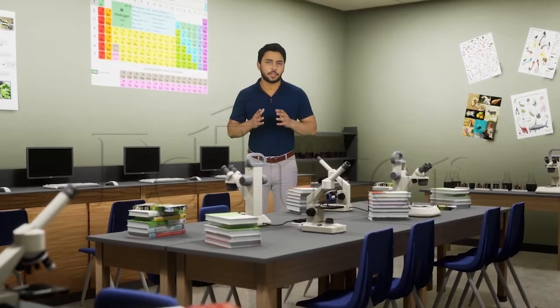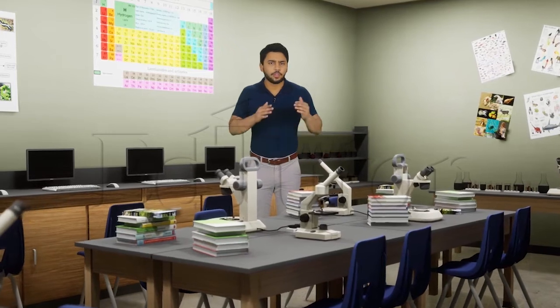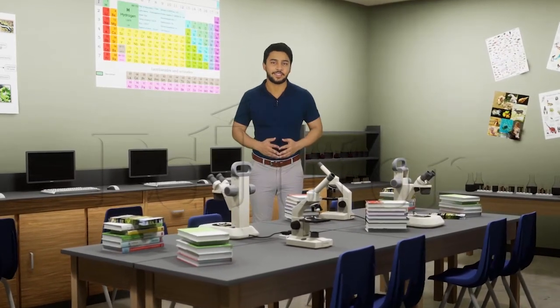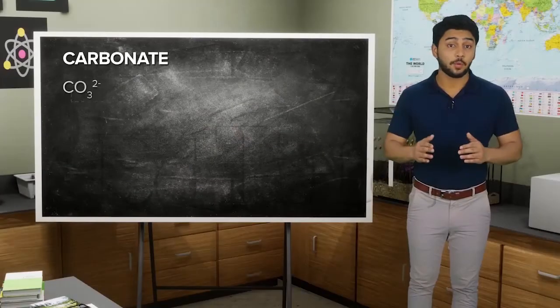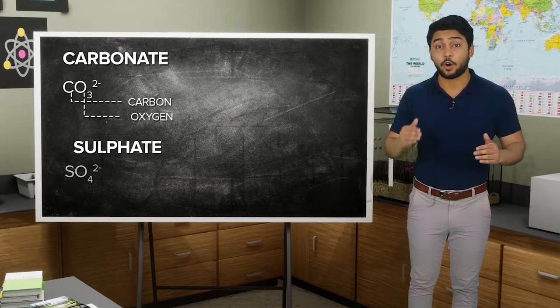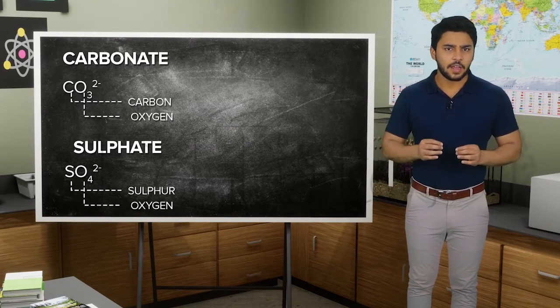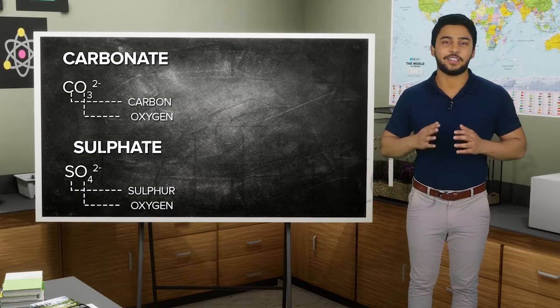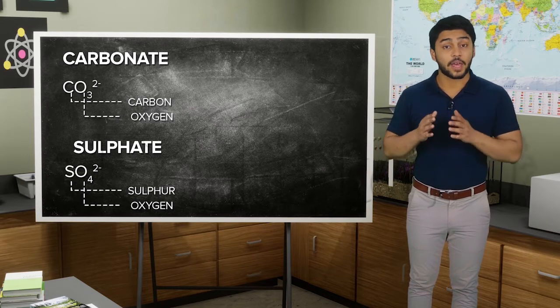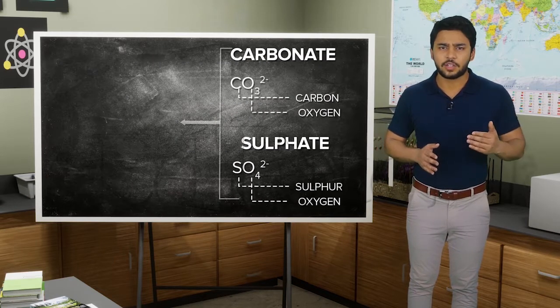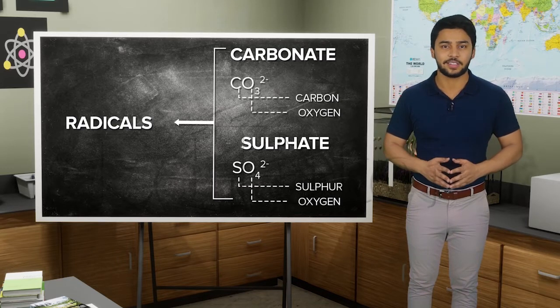If you look closely, you'll notice how they have more than one element. Example, carbonate has carbon and oxygen, and sulfate has sulfur and oxygen. These groups of atoms carrying some charge are called radicals.